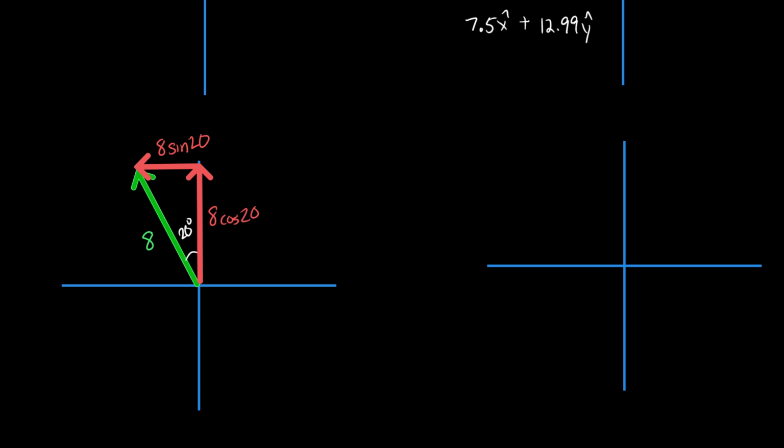So 8 sine 20. Negative 2.74 in the x hat direction plus 7.52 in the y hat direction. And finally, 12 meters, 89 degrees south of west. 12 meters, 89 degrees to the south from the west.